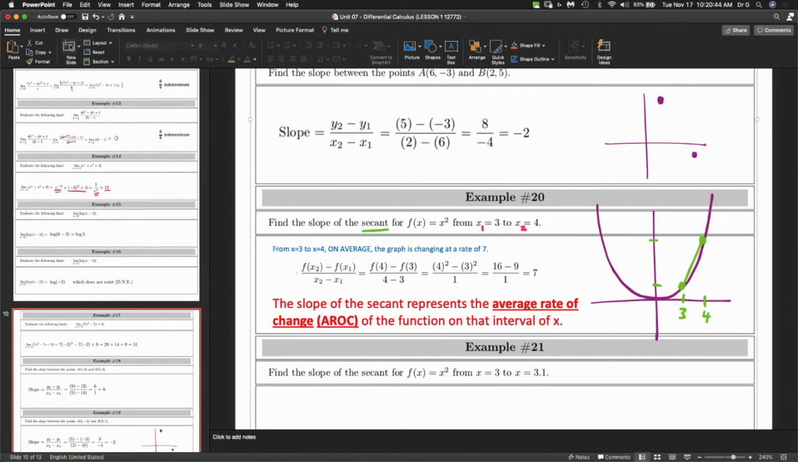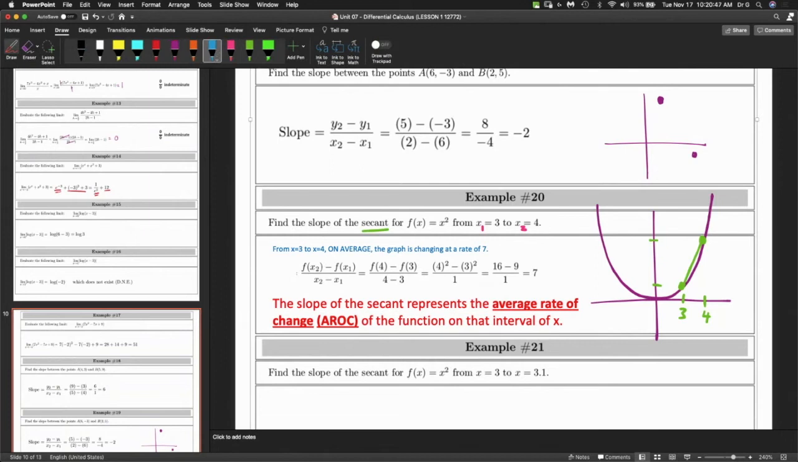Why 7? Because if you draw a triangle here, the slope is 7 to 1.